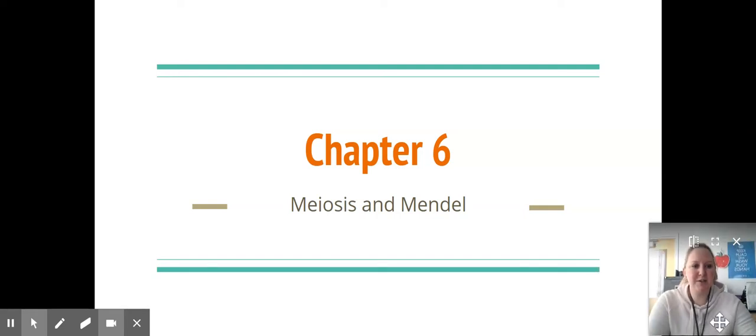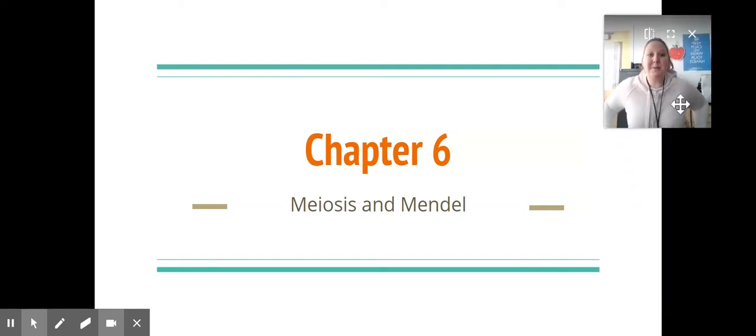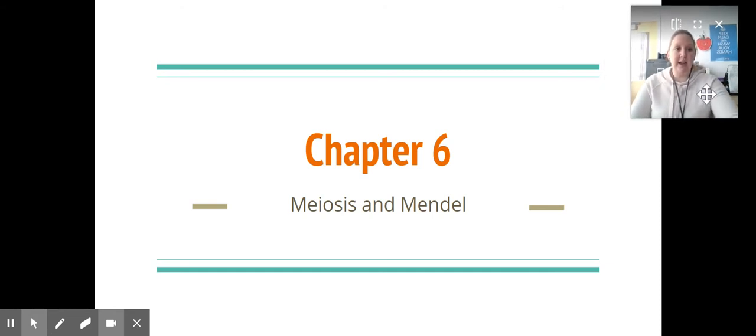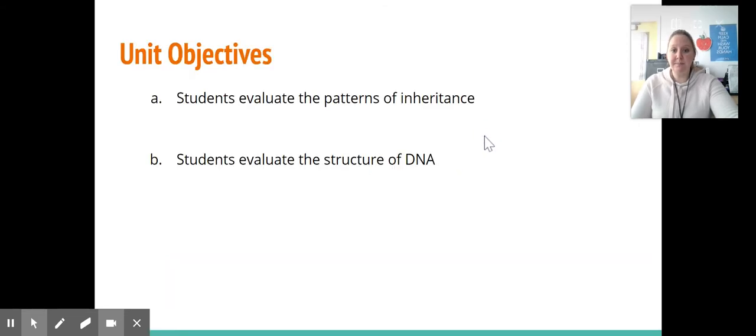Hi guys, so today we are starting chapter 6. This is meiosis and Mendel. So we're going to talk about what meiosis was or is and how Mendel had a role in understanding human genetics as we know it today.